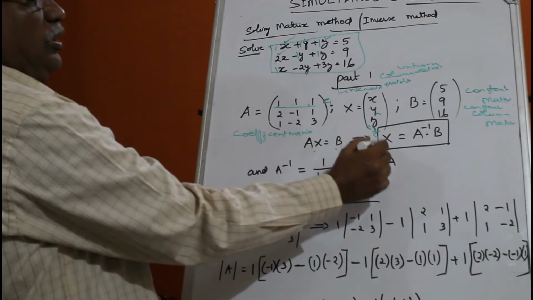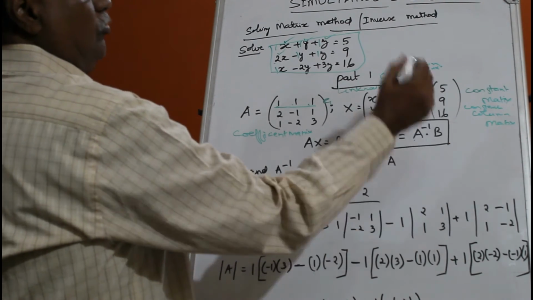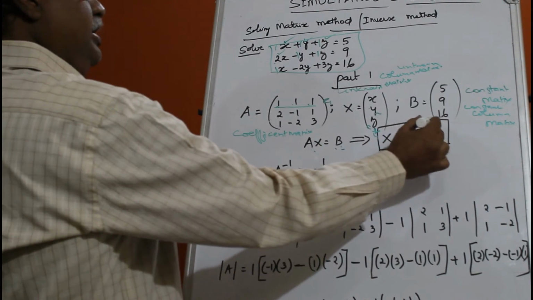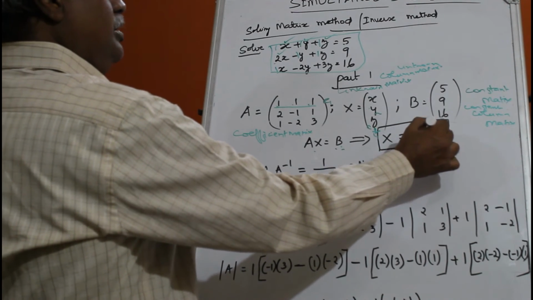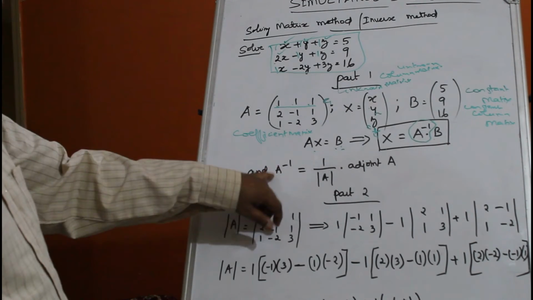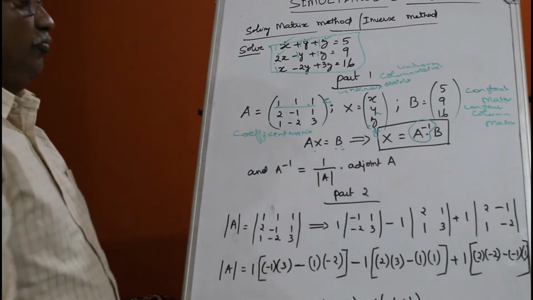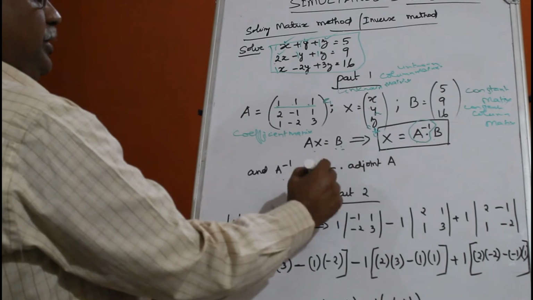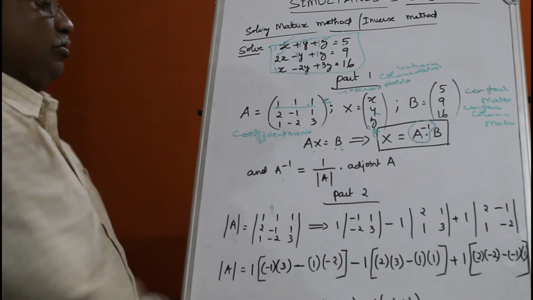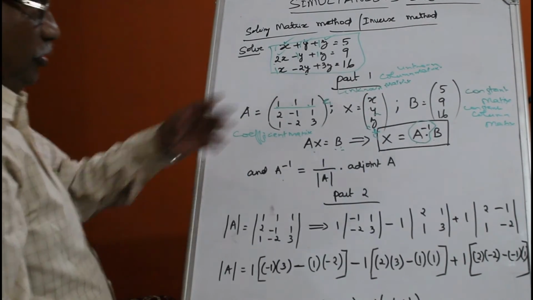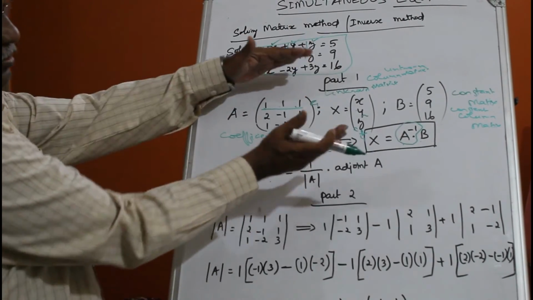We want to find the unknown letter x. Take the A, that's it, it becomes A inverse B. So first step is finding A inverse. This only is a lengthy process. The formula for A inverse is 1 by determinant A into adjoint A. This is called part 1. Sometimes we call this part 0 also, means it's the basic. Write this.